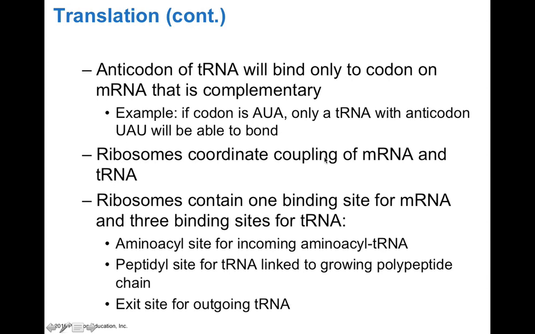Now, ribosomes coordinate coupling of mRNA and tRNA. That's why the ribosome is like the kitchen in this process, because it kind of helps put it all together. And the ribosomes contain 1 binding site for messenger RNA and 3 binding sites for tRNA. The aminoacyl site is used for incoming aminoacyl tRNA. The peptidyl site for tRNA is where you have linkage to the growing polypeptide chain. And then we have an exit site for outgoing tRNA.